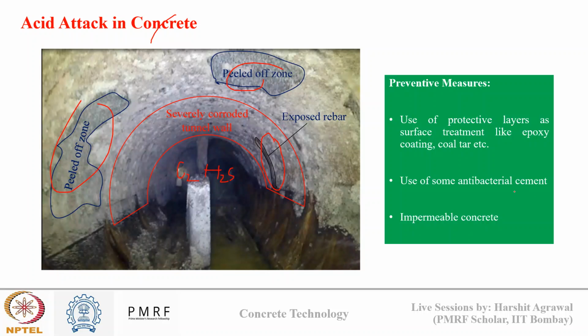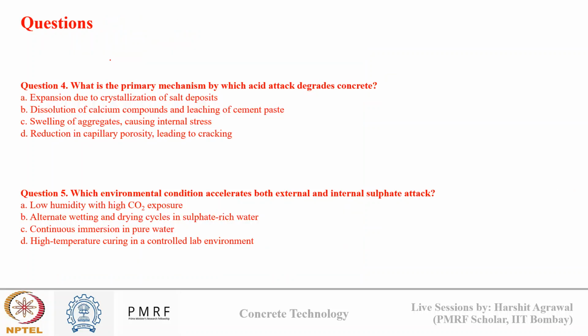Now, how to prevent acid attack? Either by using a protective layer, surface treatment like epoxy coating or coal tar, which can prevent the ingress of H2SO4, or by using some antibacterial cement, which won't allow H2SO4 to react with cement hydration products, or by making concrete impermeable. Okay, all these measures can be taken to increase the concrete resistance against acid attack.